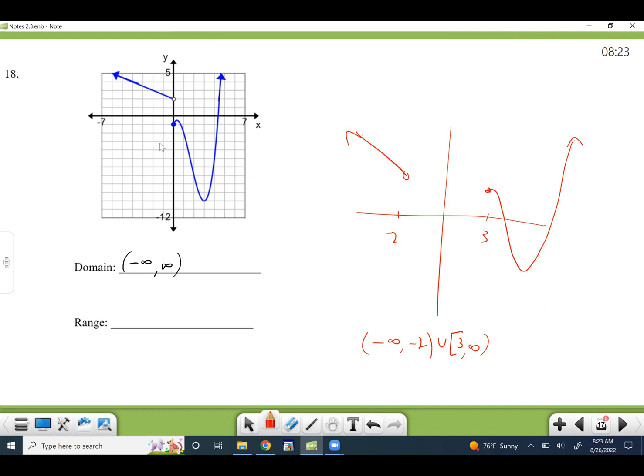In the case that we have here, we can describe it in one piece because technically there is no gap in the middle, right? This was filled in, so even 0 where they meet up is there, okay? All right, now range, let's look at that one.